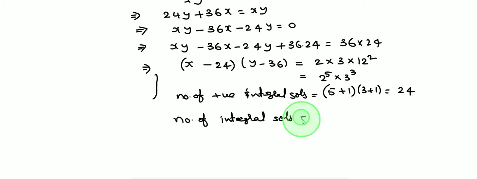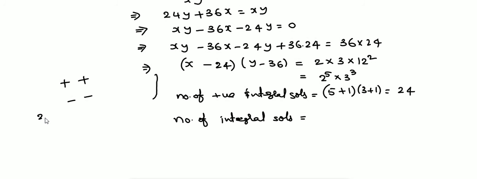Number of integral solutions: for each case, the product is 2 power 5 into 3 power 3. So each case you can take it as plus plus. Those are nothing but the number of positive integral solutions. At the same time, you can take minus minus. So for each case, you would get two possibilities.